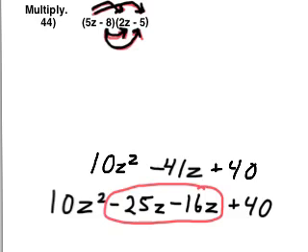Okay, so we'll start with the 5z. 5z times 2z. We have 5z times 2z plus 5z times a negative 5.